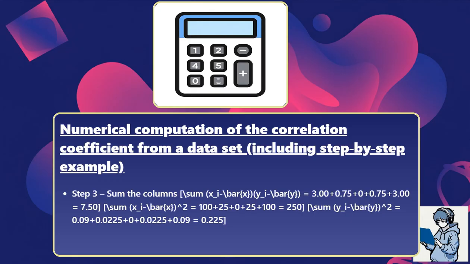The sum of (xi minus x bar) times (yi minus y bar) equals 3.00 plus 0.75 plus 0 plus 0.75 plus 3.00 equals 7.50. The sum of (xi minus x bar) squared equals 100 plus 25 plus 0 plus 25 plus 100 equals 250. The sum of (yi minus y bar) squared equals 0.09 plus 0.0225 plus 0 plus 0.0225 plus 0.09 equals 0.225.